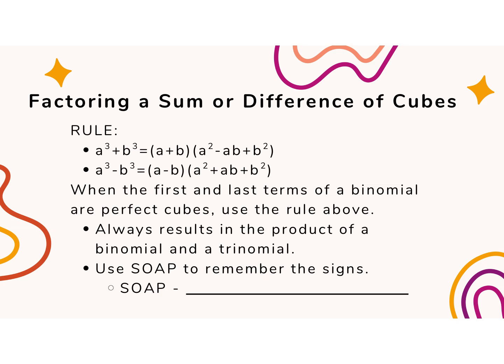The rule is that if you have two perfect cubes, so a to the third and b to the third, whether there's a plus or a minus, it's going to factor as a binomial times a trinomial. Both cases, binomial times a trinomial, so 2 terms times 3 terms. In your binomial, your first factor, it's going to be the cube root of each term. And then in your trinomial, it's going to be the square of the first, the square of the last, and the product of the two in the middle.